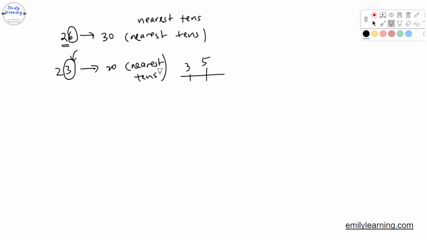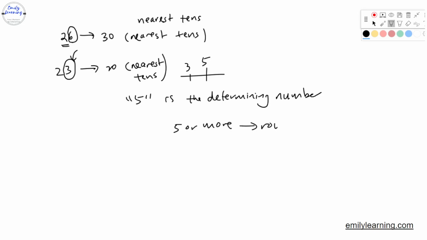So if we look at approximation, we can always say that 5 is the determining number. If the number is 5 or more, we will round up. If it's less than 5, we will round down. So let's talk more about this.